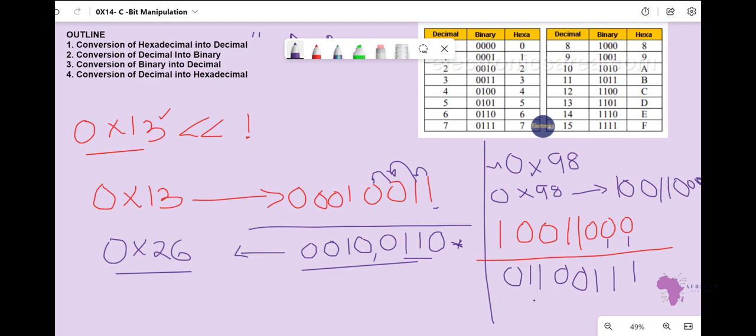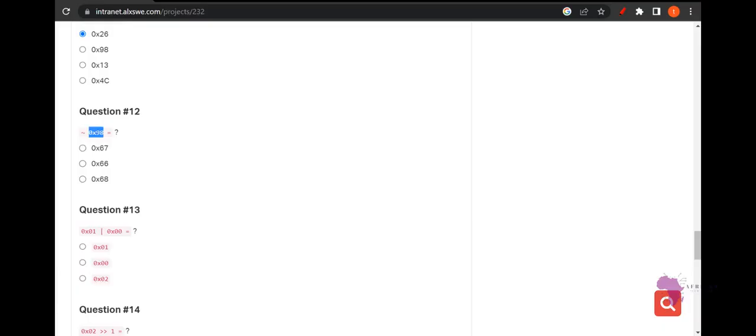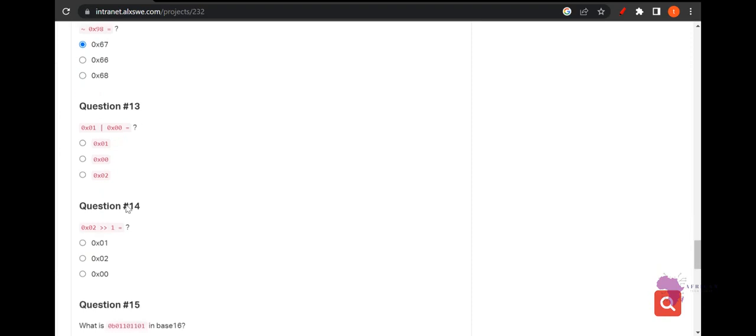And then what next? We will need to calculate this back to the hexadecimal values. When we calculate this one to hexadecimal value, it will give us something like 0x67. So this will be our answer. Let's get into it. So this is our answer. Let's get to number 13.